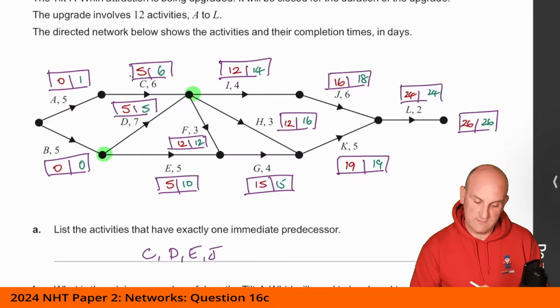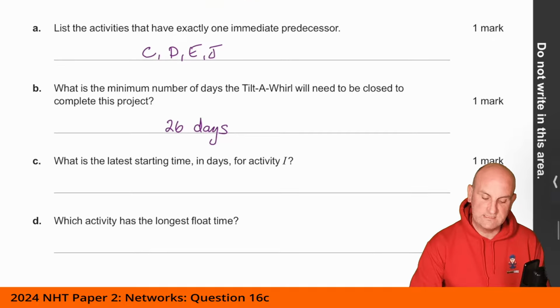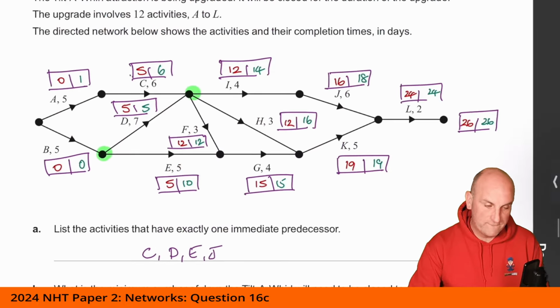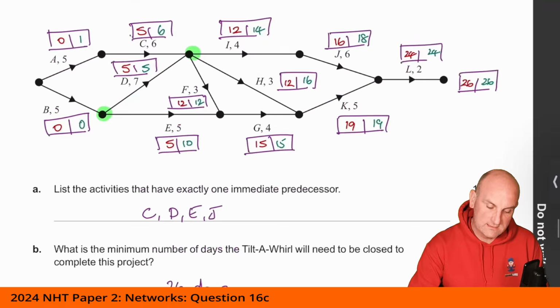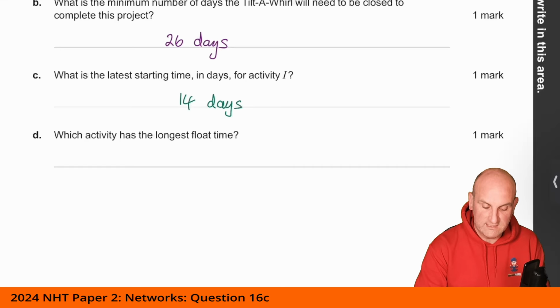So there we are. As far as I'm concerned, that is my forwards and backwards scanning. What is the latest start time in activity for I? If I look at I, it is 14. All right, and again, that's basically reading off the value of this box here. And if you didn't forward and backward scan, it's nigh impossible to be able to do that. So that's 14 days, writing in green.